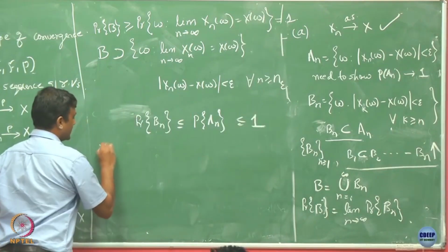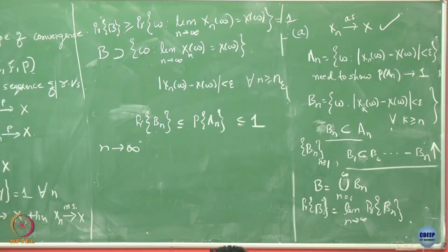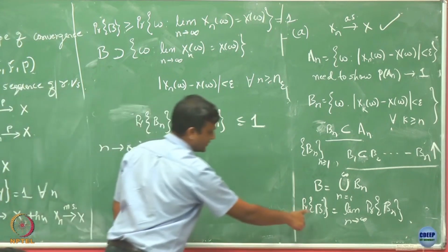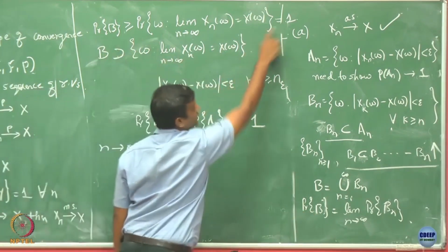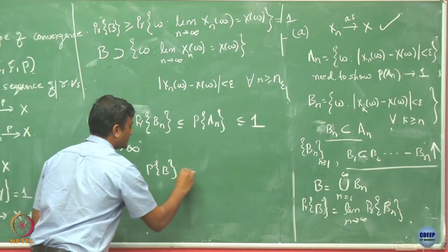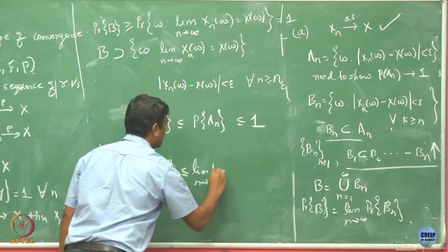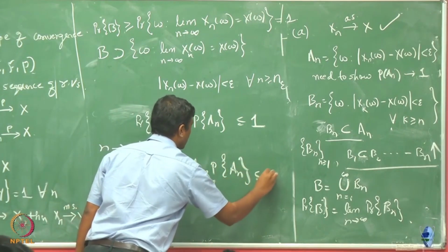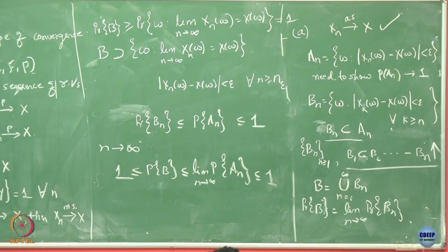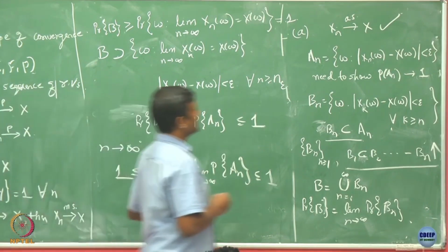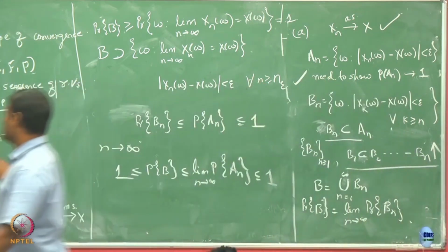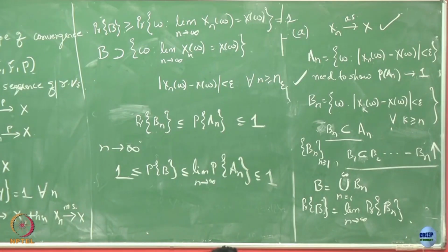And if I now let n go to infinity here, this quantity by definition as n goes to infinity is going to be simply P of B, which I have shown to be equal to 1. So this is going to be probability of B less than or equal to limit as n tends to infinity probability of An, which is less than or equal to 1, and this I have already shown. So that is why it must be the case that this sequence is equal to 1. So it implies convergence in probability. Okay.